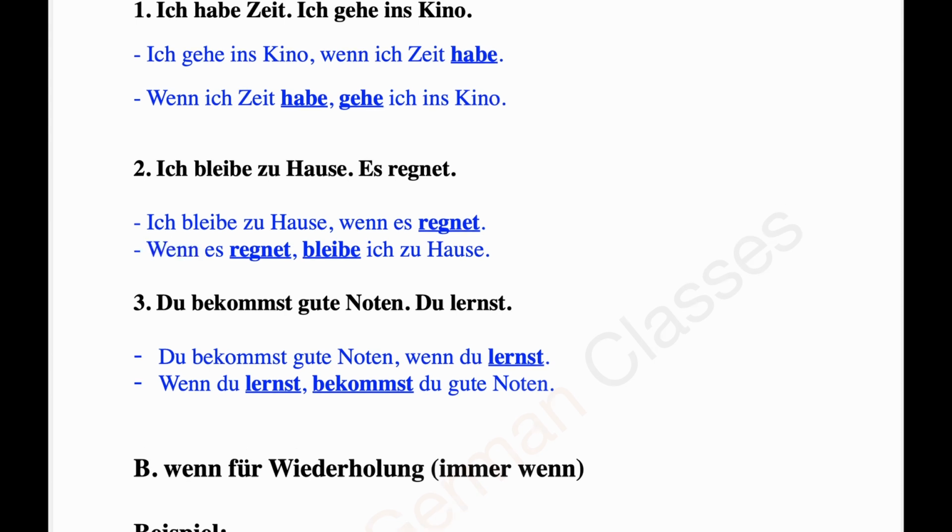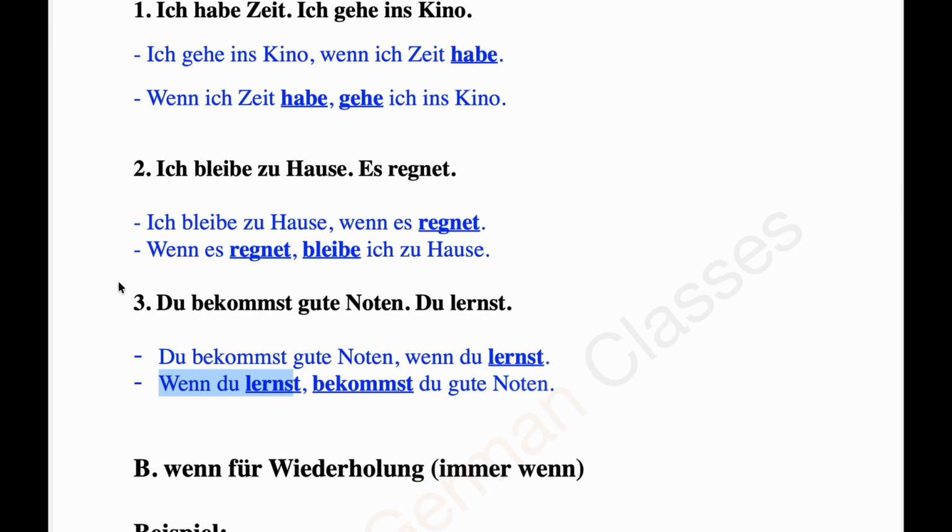Now, the next example is, du bekommst gute Noten, du lernst. The condition here is, if you learn, then you get good marks. So, du bekommst gute Noten, wenn du lernst. Or the other sentence structure is, wenn du lernst, bekommst du gute Noten. So, if you learn, you get good marks.